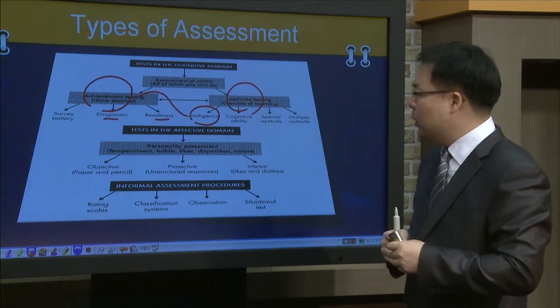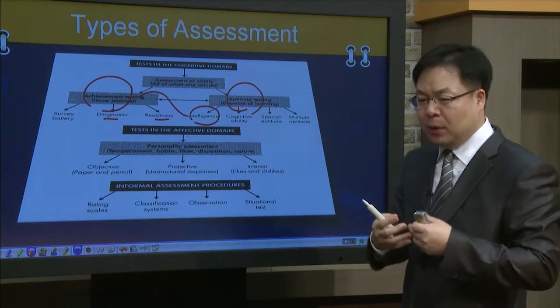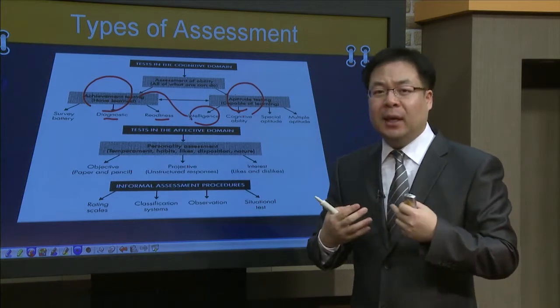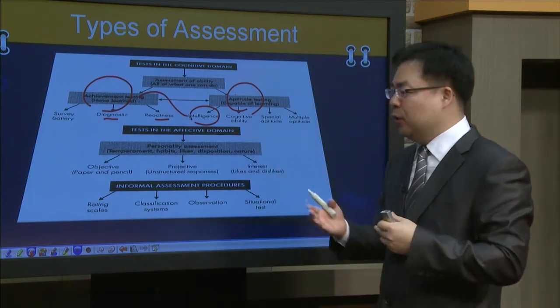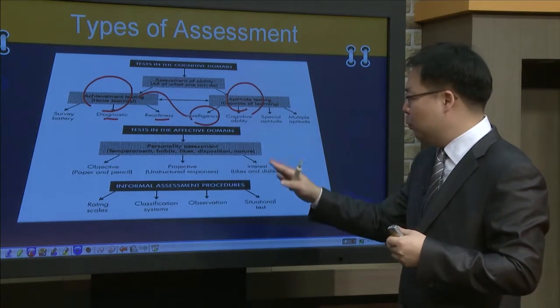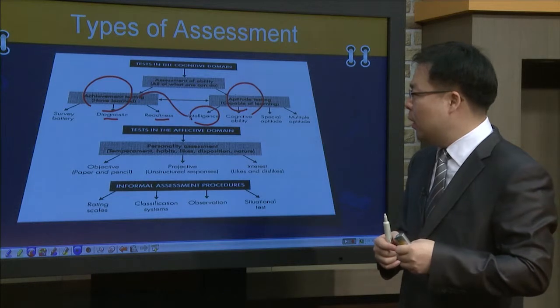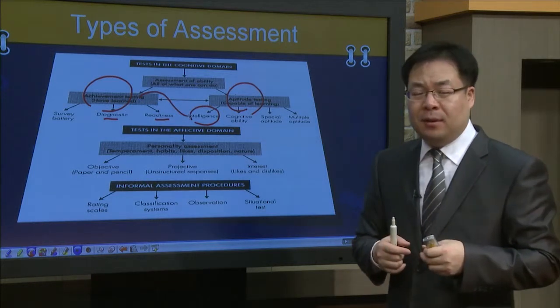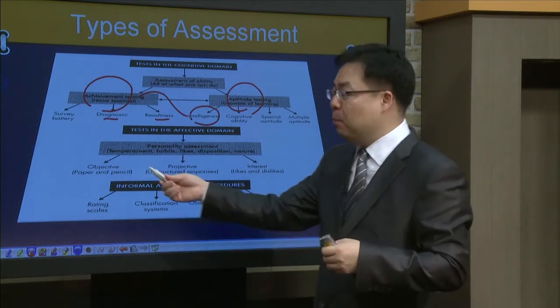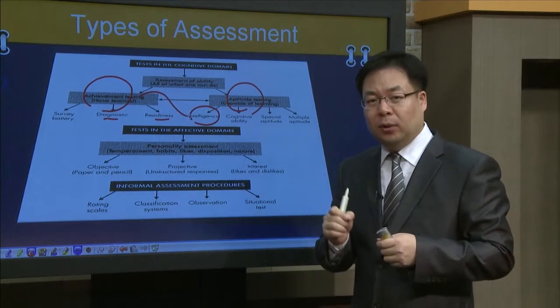The second one is tests in the affective domain. The first one is the thinking ability; the second one is some emotion-related things. In this case, it shows three types of methods. The first one is the objective method. We can usually use paper and pencil, so we can let the student check and complete a survey.